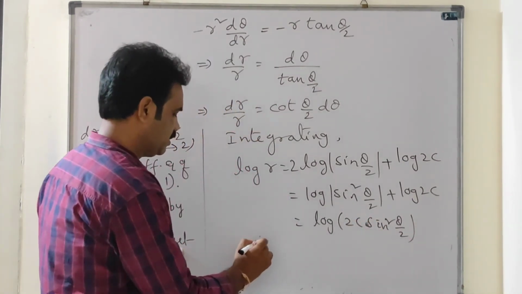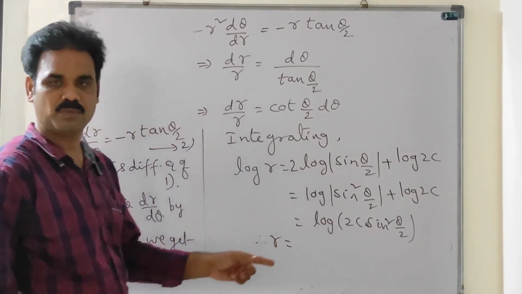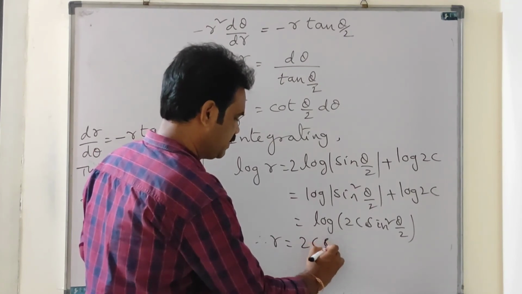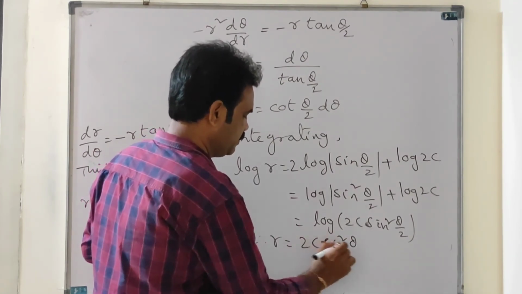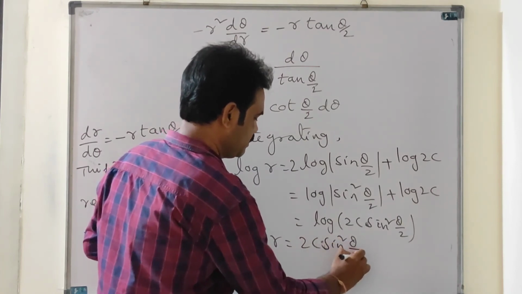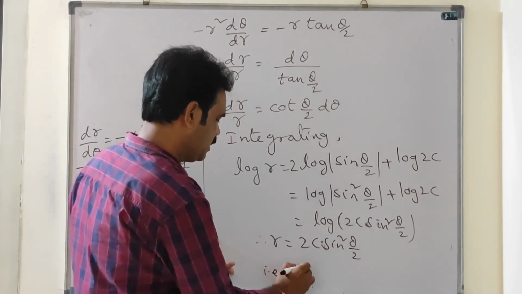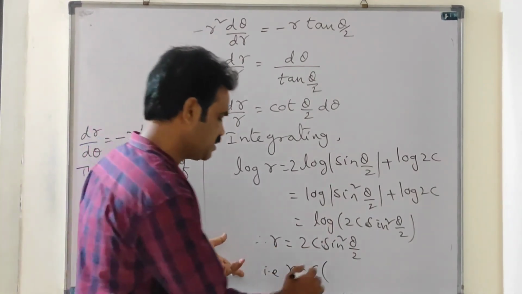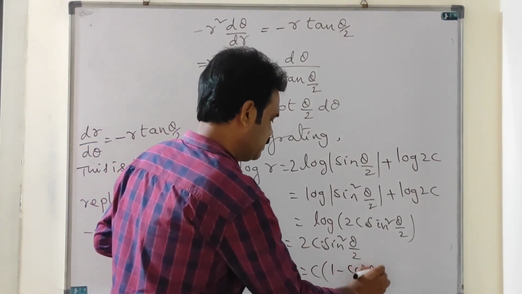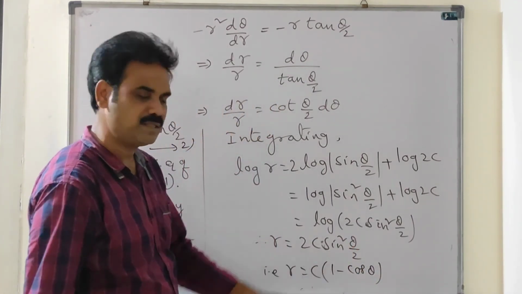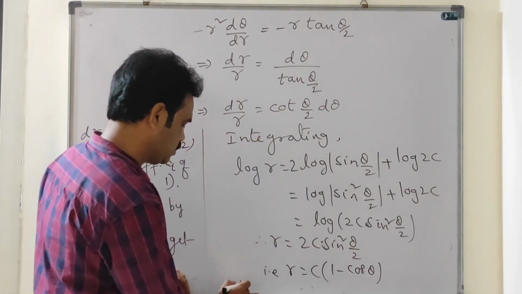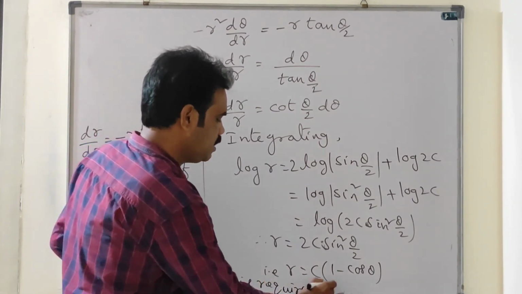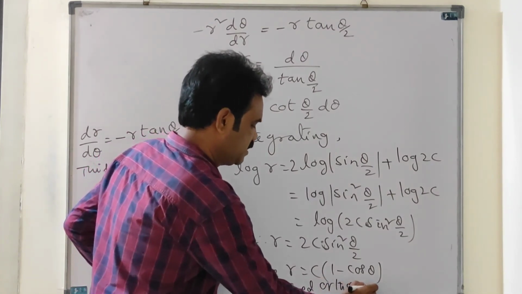Okay, therefore r equal to, remove log on both sides, 2c sin square theta by 2, that is r equal to c into 2 sin square theta by 2, which is 1 minus cos theta. R equal to c into 1 minus cos theta. Okay, is required orthogonal trajectories.